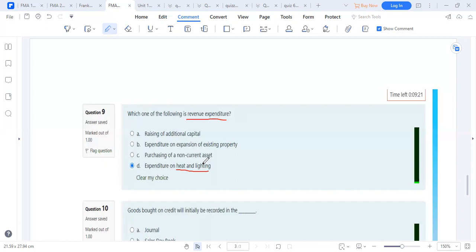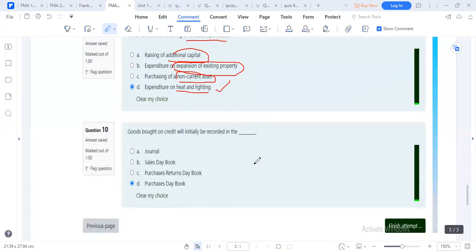Okay. Are we together? So buying a non-current asset is no, because this is a fixed asset. It's meant for use. Expanding an existing property, no. Raising additional capital, no. So revenue expenditure is this.